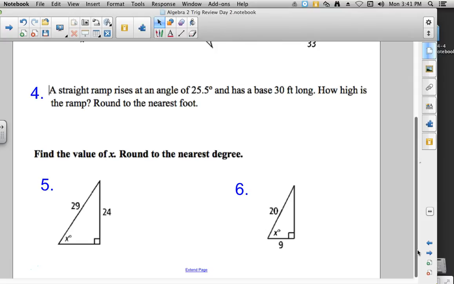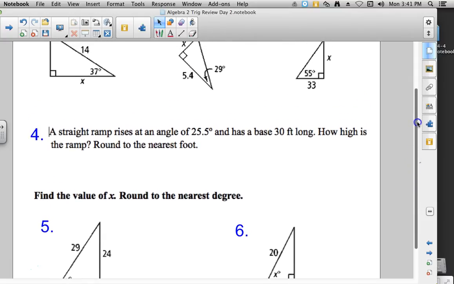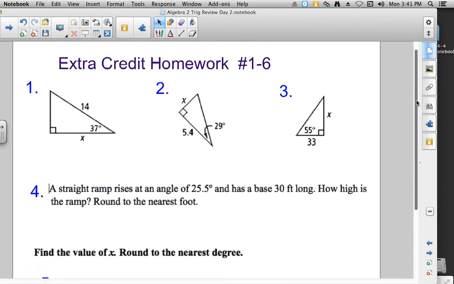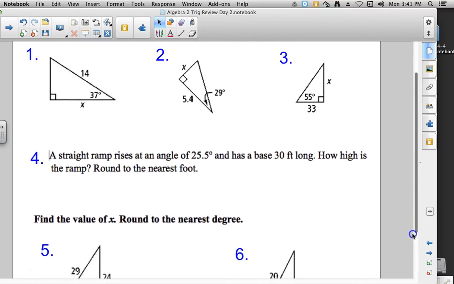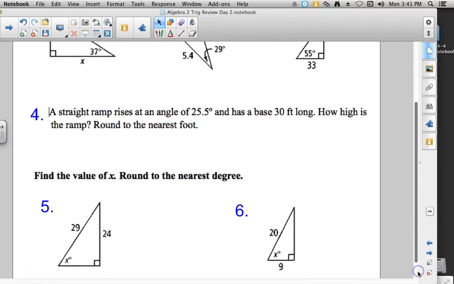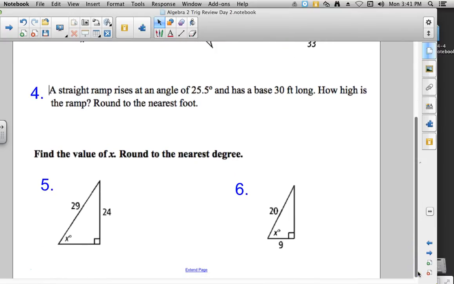So let me scroll up one more time, and you can certainly just pause the video at this point and do problems 1 through 4. And now I will scroll up. And there are 5 and 6.